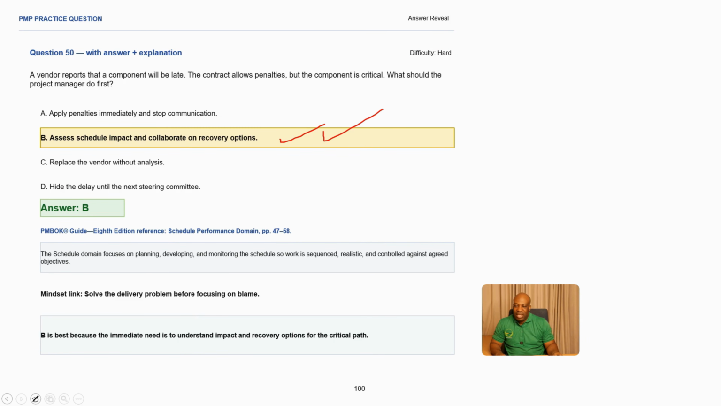So B is the best answer. You need to assess and also collaborate. What is our reference here in our PMP book? It's the schedule domain. The best mindset that we can apply here is to solve the delivery problem before focusing on blame. Blaming anyone is the last option in a project. Making B the best answer, because the immediate need is to understand the impact and recovery options for the critical path.